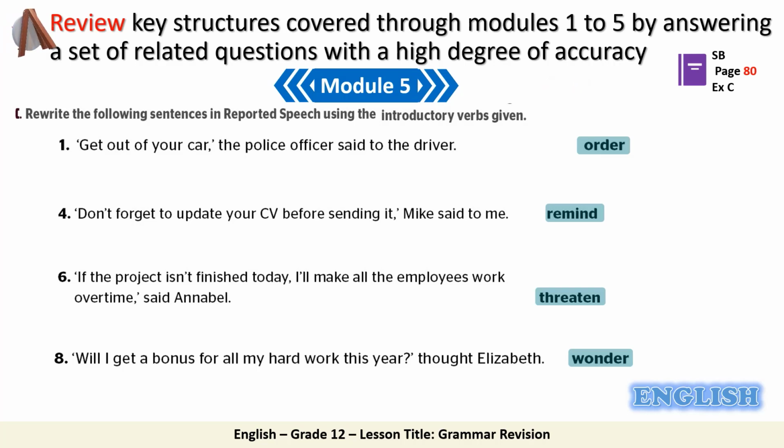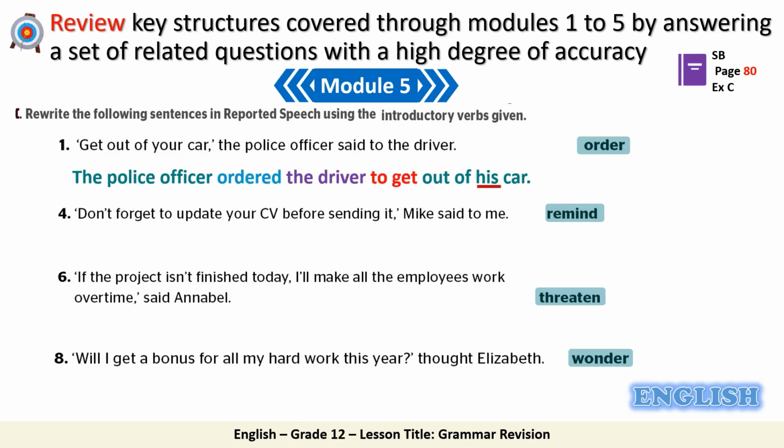Great. Let's see the correction. But first, I need to tell you that all the introductory verbs should be written in the past simple tense by adding ed. So for the first sentence, we should report it by saying, the police officer ordered the driver to get out of his car. And make sure you keep the indirect object, the driver, immediately after ordered. Then use the full infinitive and change the pronoun your to his.